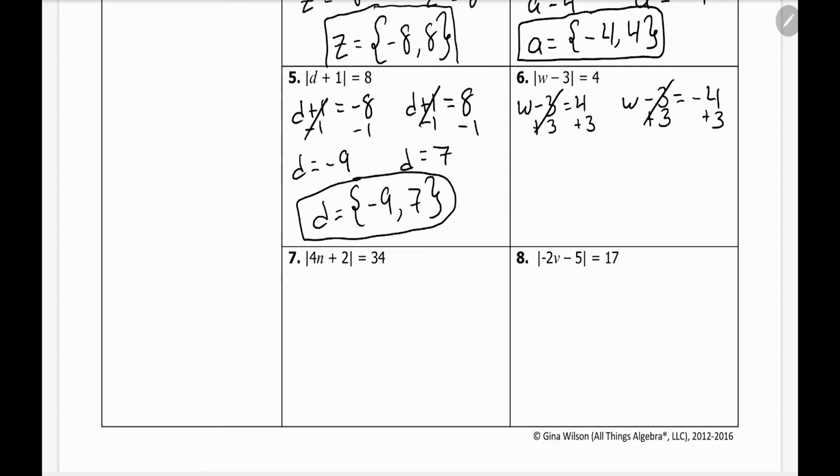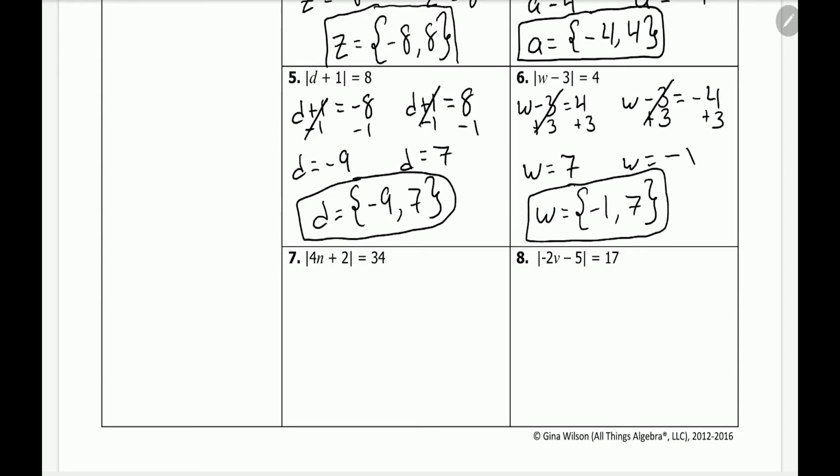The 3's cancel. We're left with w is equal to 4 plus 3 is 7. And w is equal to negative 4 plus 3 is negative 1. So for our solution set, we have curly brace, smallest one's negative 1, comma, 7, curly brace. And that's going to be our answer for number 6.